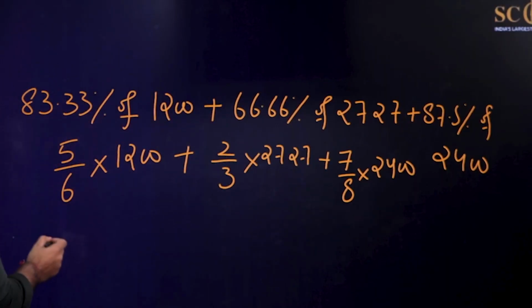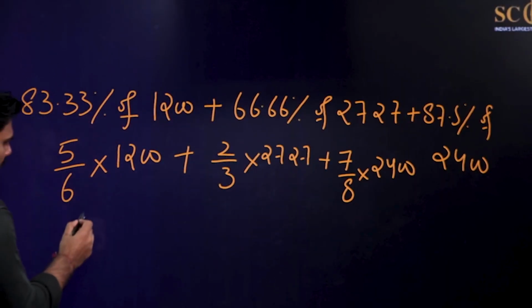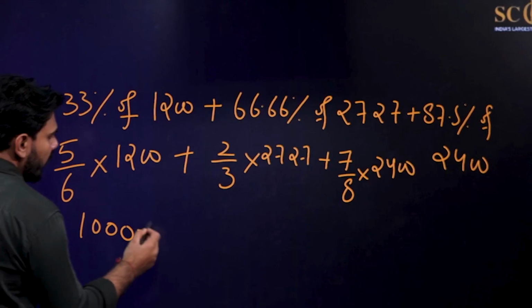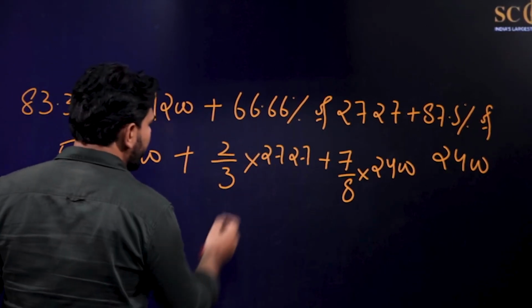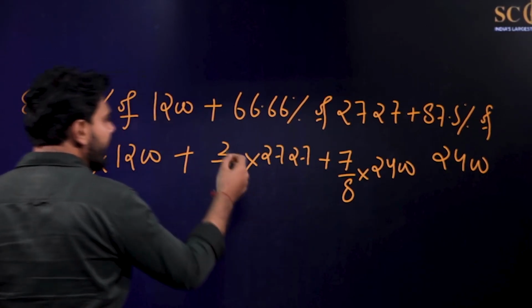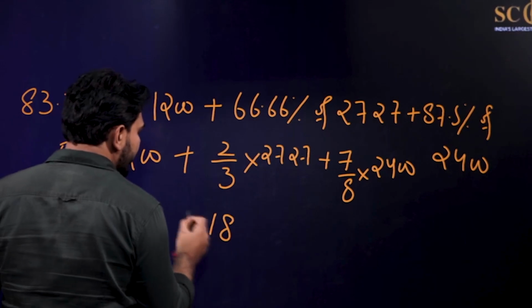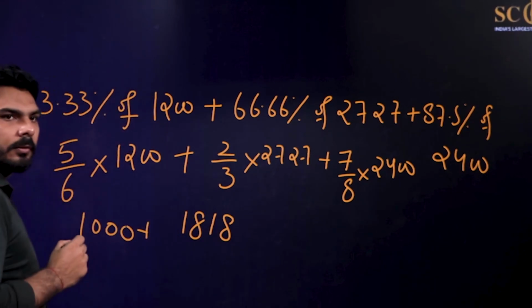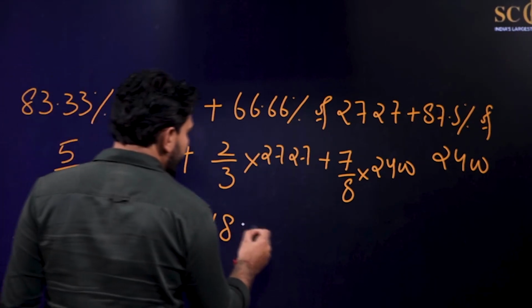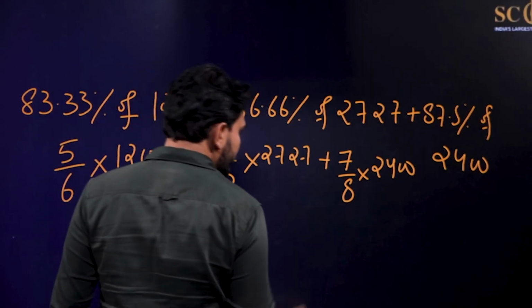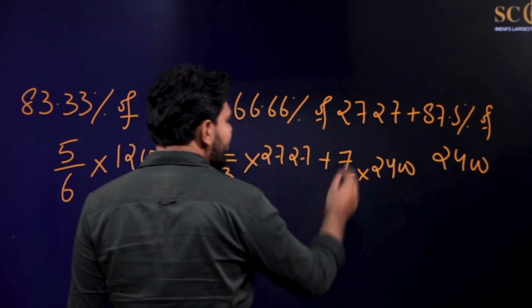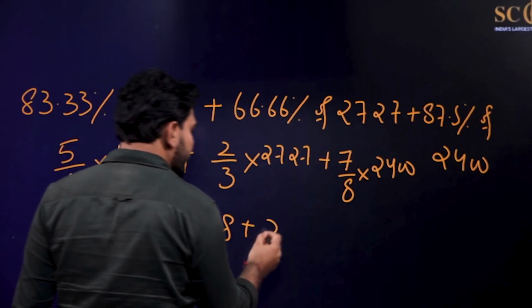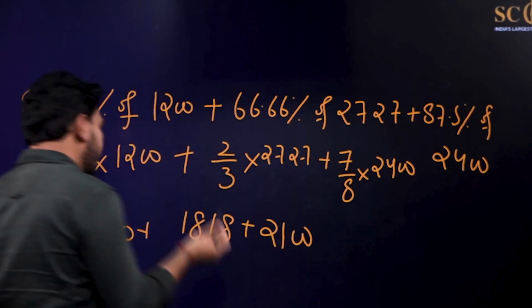So 5 into 200. 5 into 200 is how much? It is 1000. And 3 nines are 27. 909 multiplied by this is 1818. Isn't it? Okay. So now if you just multiply 7 by 8 with 24, it is 300. 300 multiplied by 7 is 2100. So now you have to just add it.